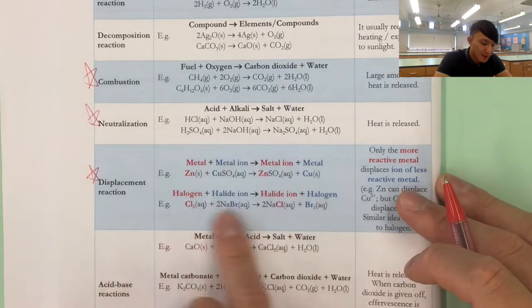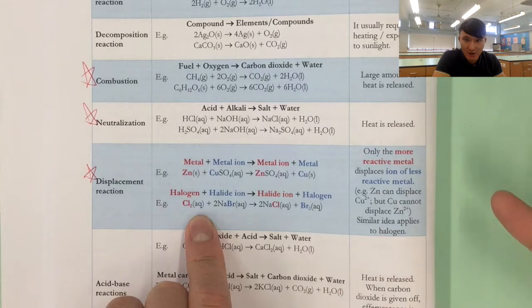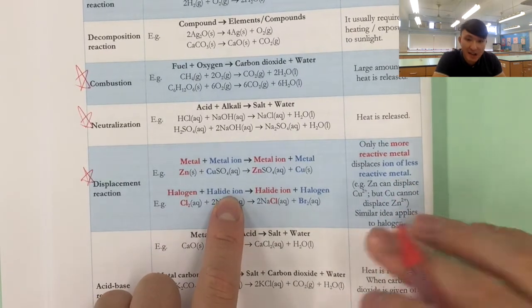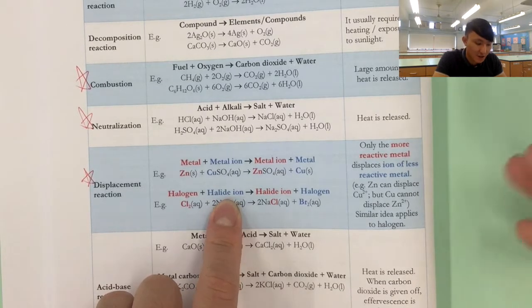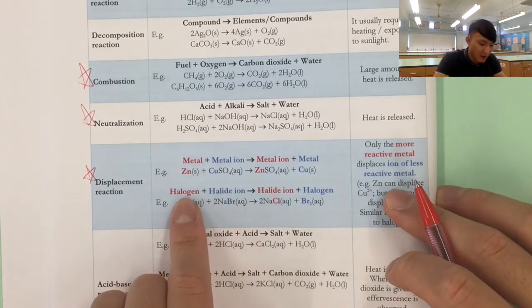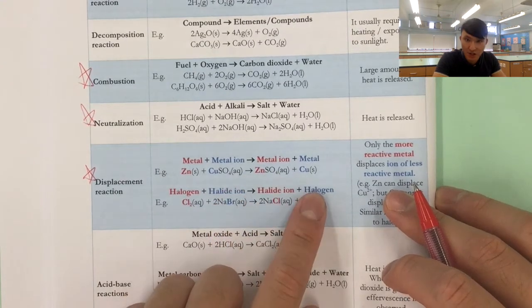Okay? Now, this displacement reaction also takes place in halogens. So you see we have a halogen reacting with a halide ion. Halide ion basically means the negative ion of a halogen. So that could be fluoride, chloride, bromide, iodide. Okay. Now the halogen reacts to form a halide. The halide is reacted to form halogen.